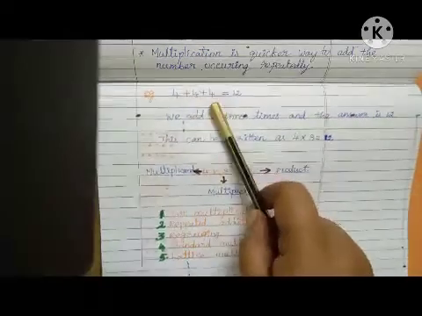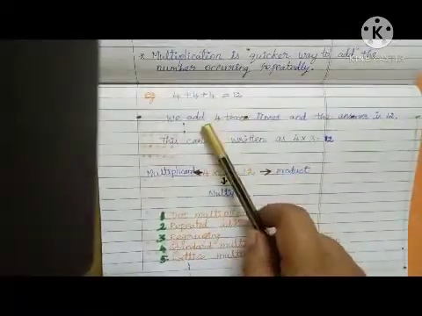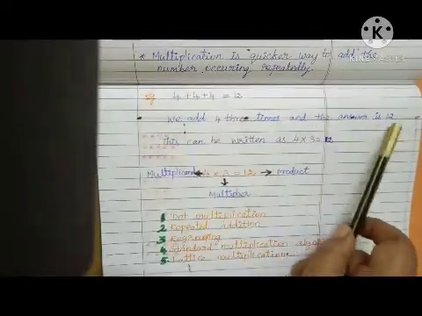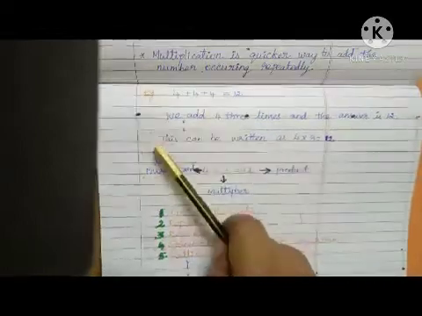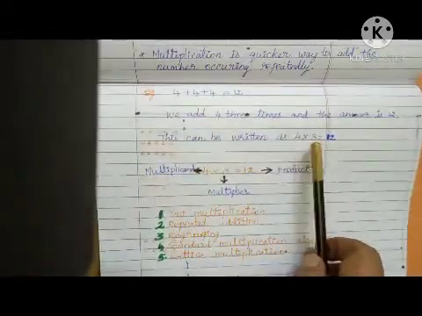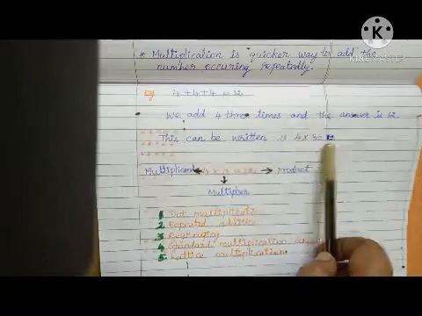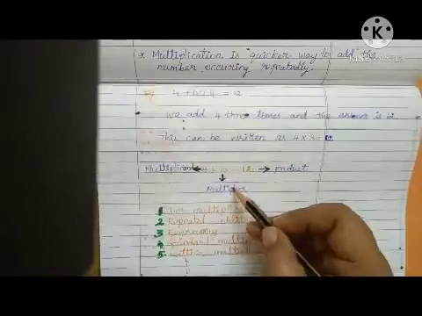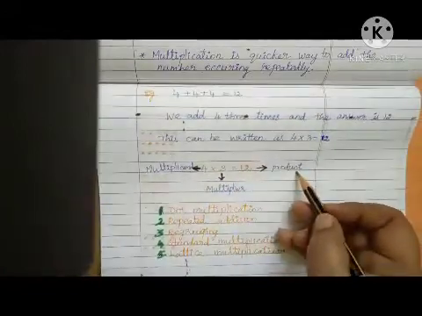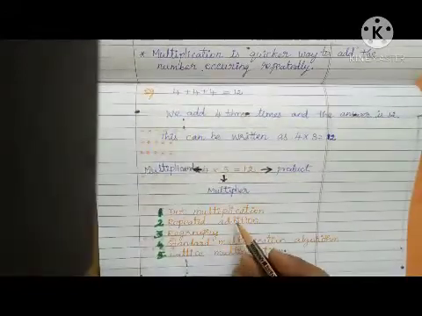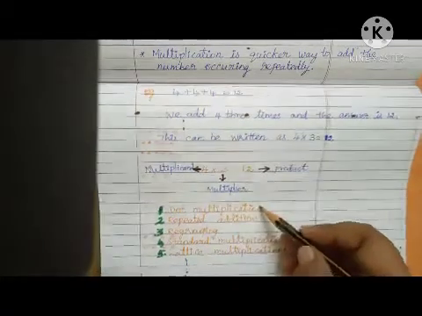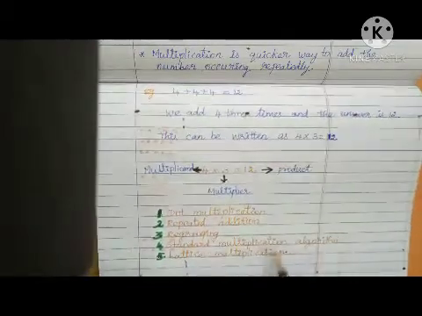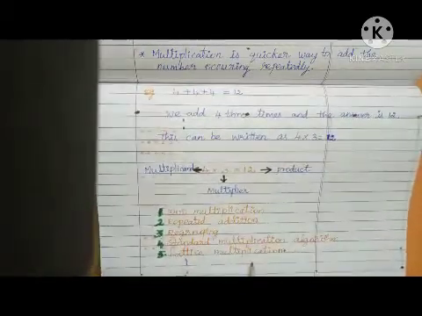4 plus 4 plus 4 equal to 12. We add 4 three times and the answer is 12. This can be written as 4 multiply 3 equal to 12. Okay, 4 is the multiplicand, 3 is the multiplier, 12 is the product. These are the kinds of ways to do multiplication: dot multiplication, repeated multiplication, regrouping, standard multiplication algorithm, lattice multiplication.